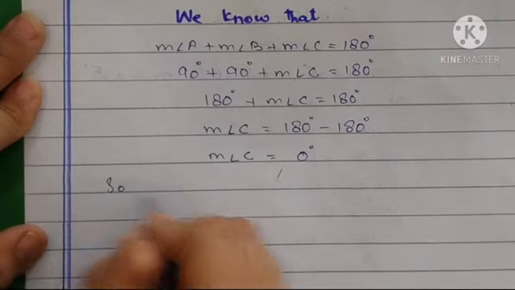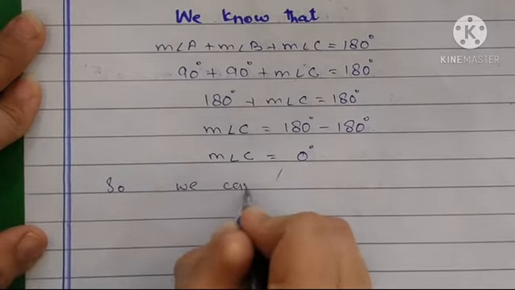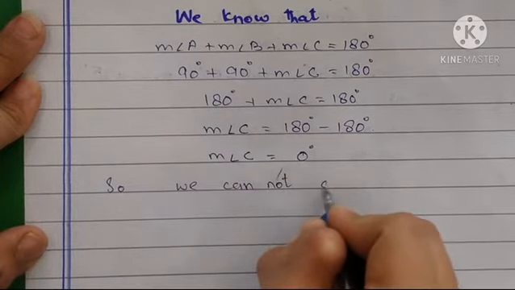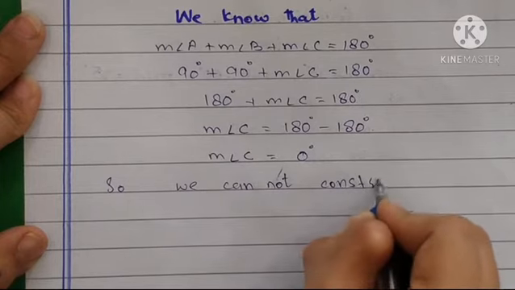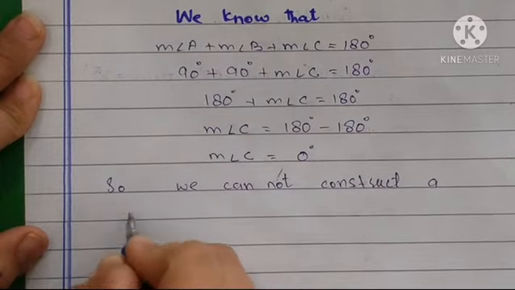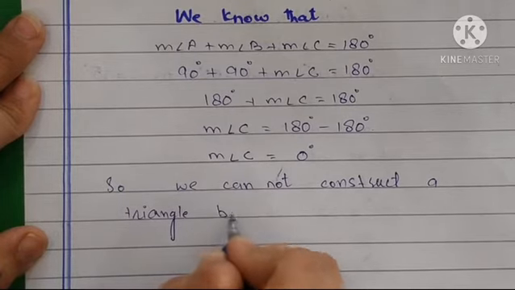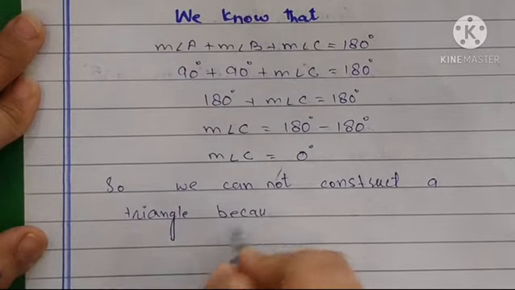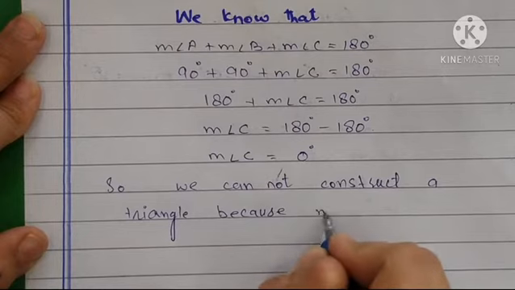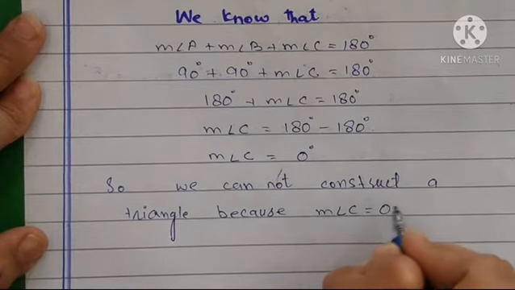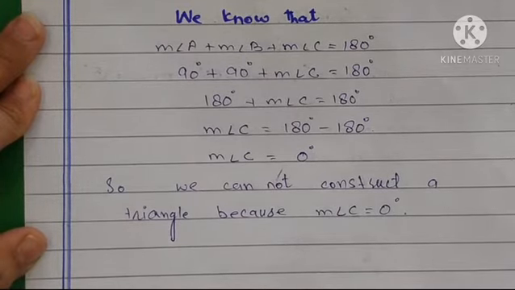So we will write here, we cannot construct a triangle because measure of angle C is equal to 0 degree. Clear?